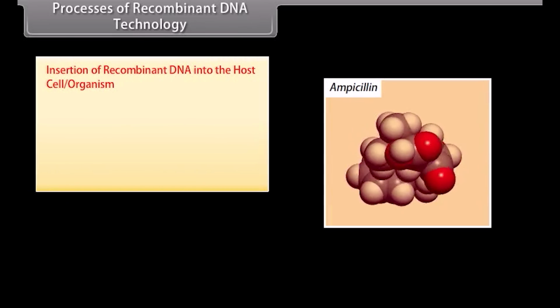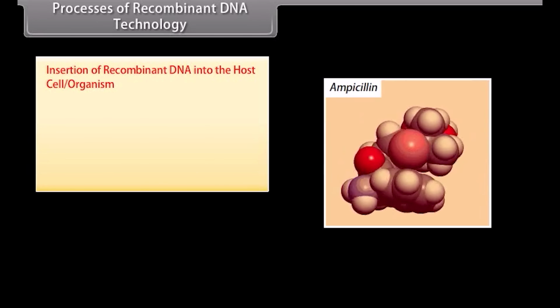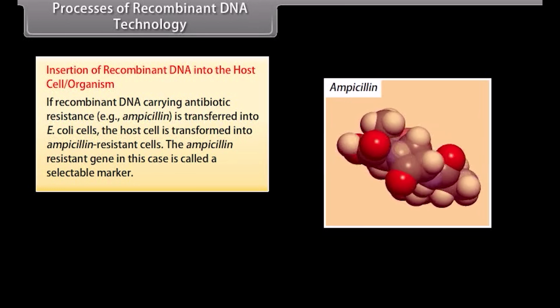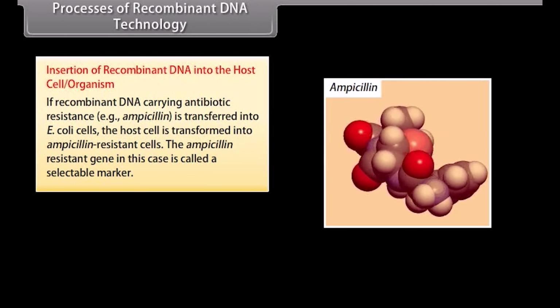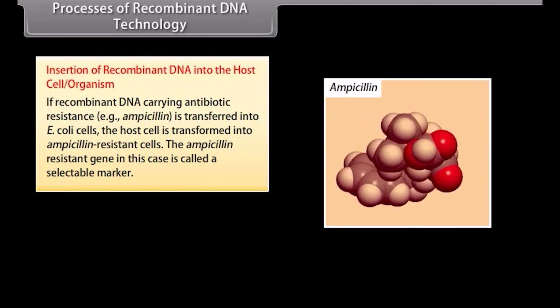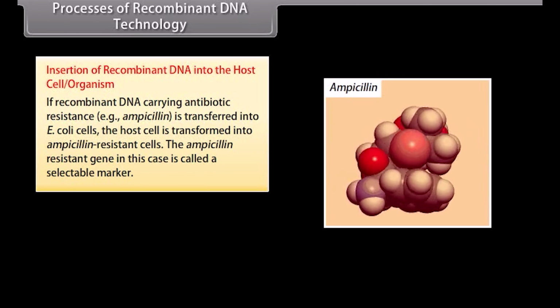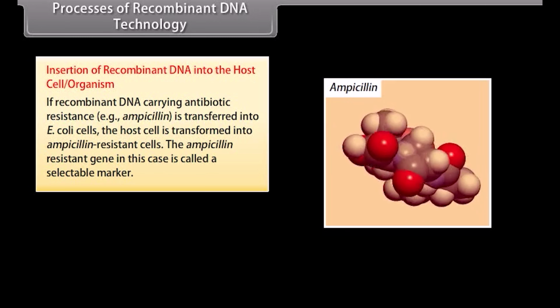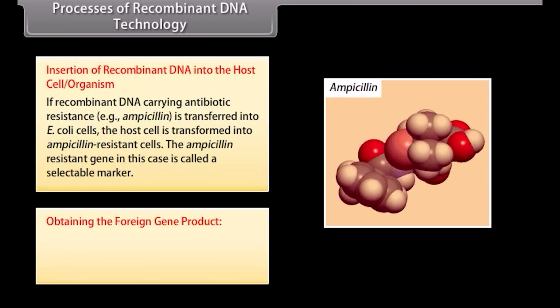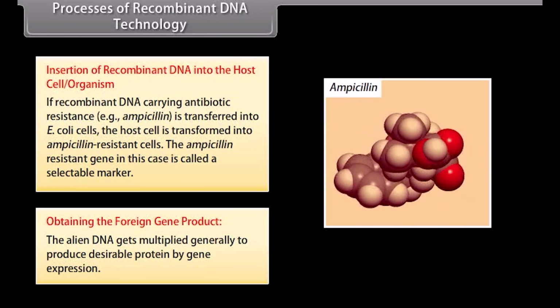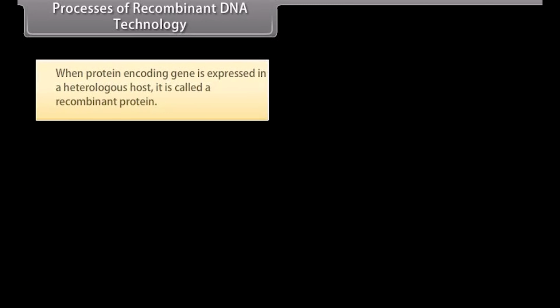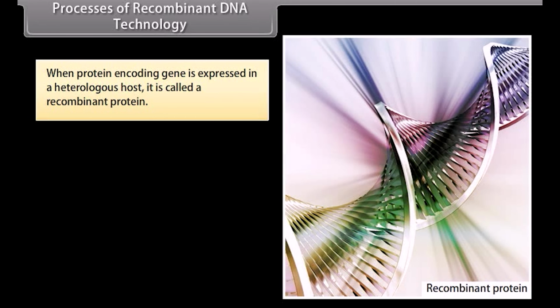Processes of recombinant DNA technology. Insertion of recombinant DNA into the host cell organism. If recombinant DNA carrying antibiotic resistance, that is, ampicillin, is transferred into E. coli cells, the host cell is transformed into ampicillin-resistant cells. The ampicillin-resistant gene in this case is called a selectable marker. Obtaining the foreign gene product. The alien DNA gets multiplied generally to produce desirable protein by gene expression. When protein encoding gene is expressed in the heterologous host, it is called a recombinant protein.